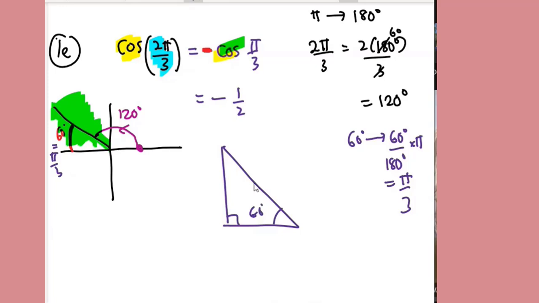Actually, we can check using a calculator. Cos is adjacent over hypotenuse, so 1 over 2. Negative.